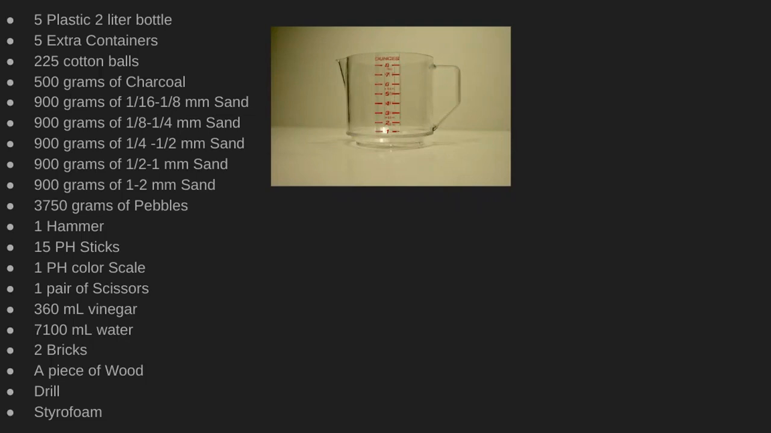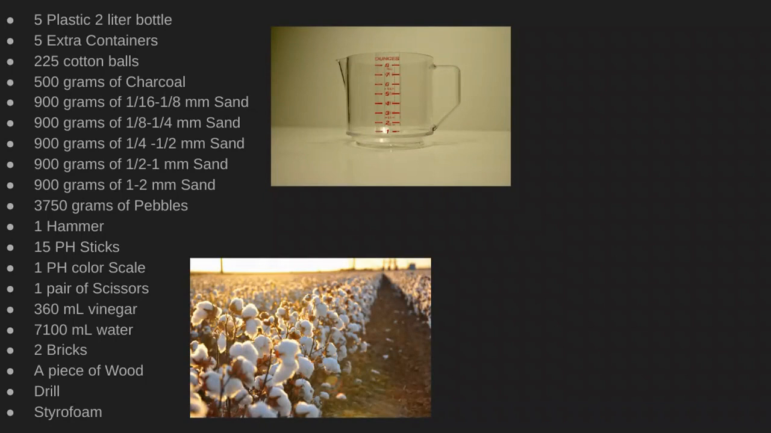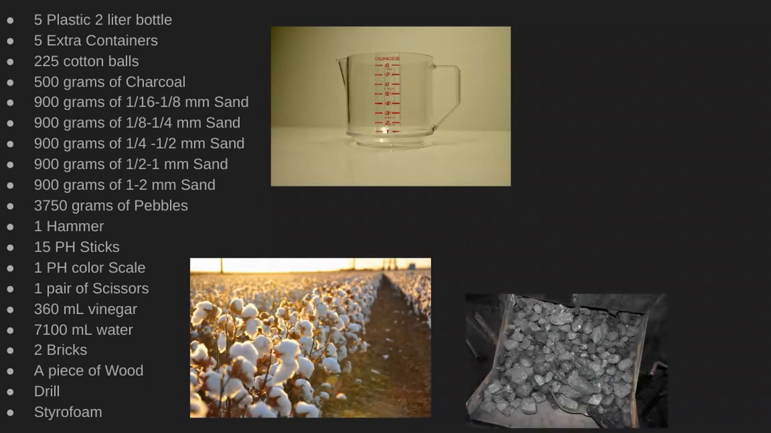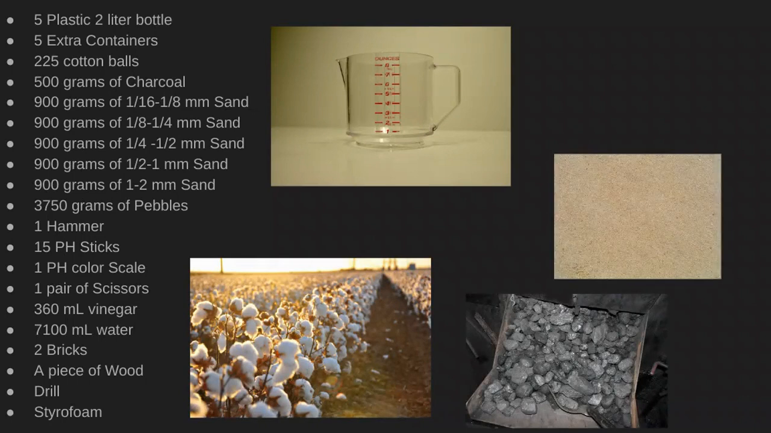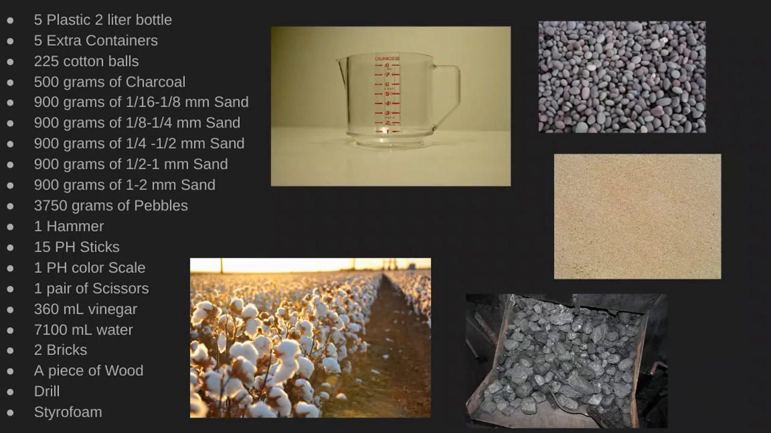After I got my equal measurements of everything, I had to layer it in the bottle. The bottom layer was made up of cotton. The next layer was made up of charcoal. Then it was sand, the second highest layer, and at the very top were the pebbles.